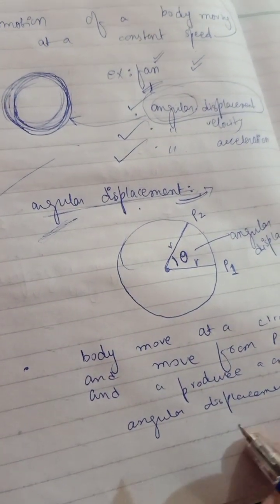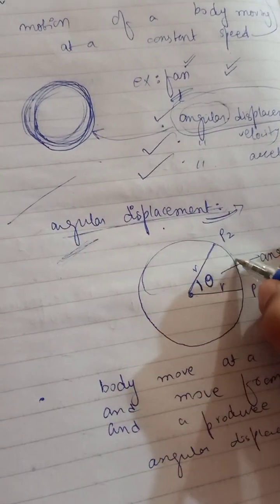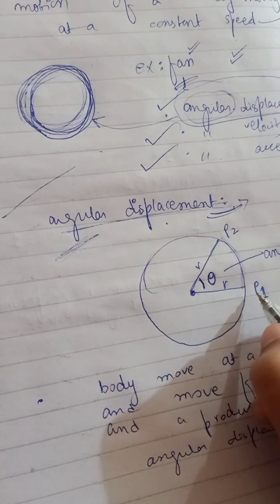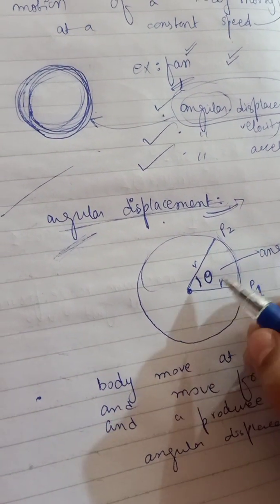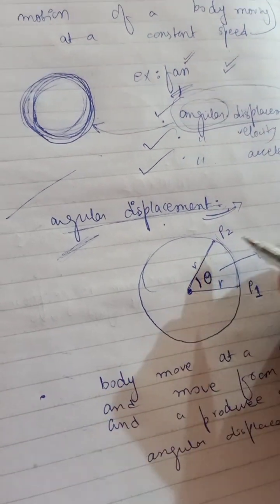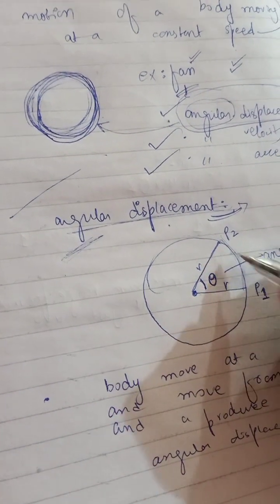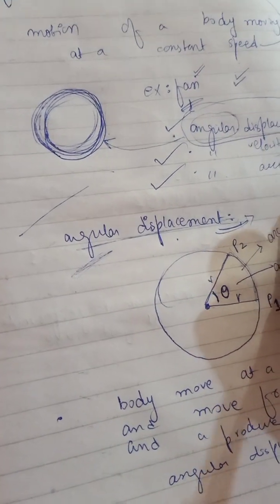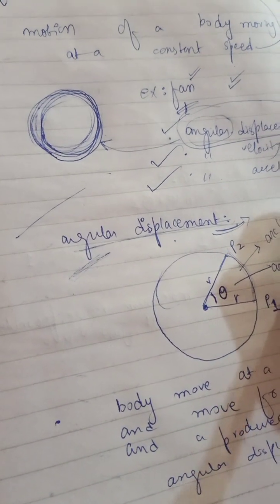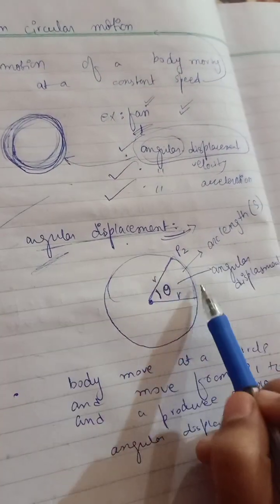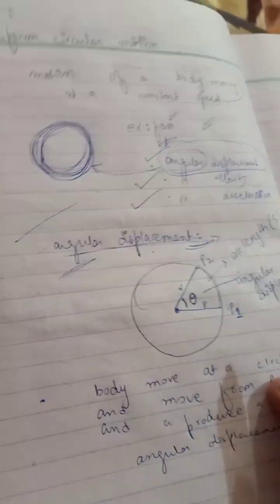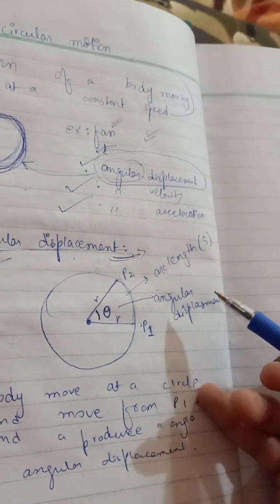If we talk about the distance the moving body has covered from position 1 to point 2, the distance between them is called the arc length, which is denoted by S. So the distance between the two points is called the arc length, denoted by S. And arc length is the distance.